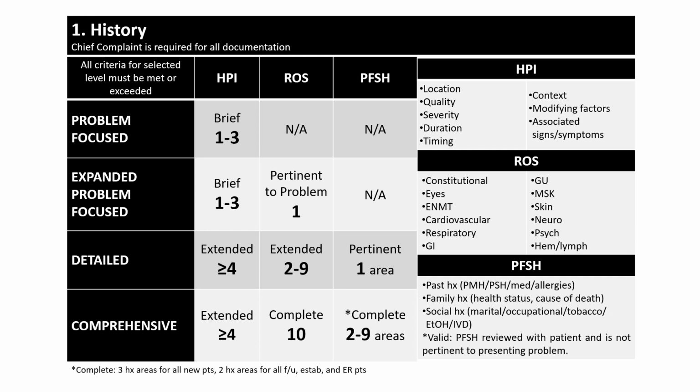PFSH, again, on the right bottom hand corner, we can see all the different things. For example, on a detailed PFSH, we just need history pertinent to one area. So if you're biopsying somebody for a lung cancer, it may be important to talk about their smoking history. If you're going to do a comprehensive, then you've got to do a little bit more extensive PFSH.